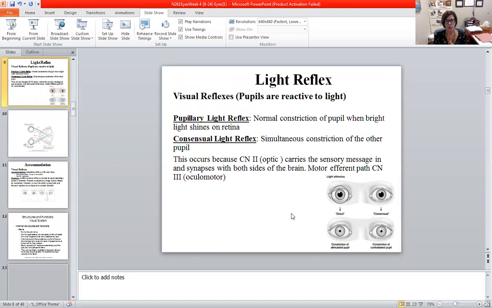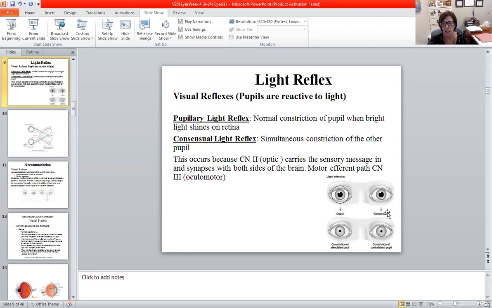So the way we check the light reflex, I don't have a pen light on me, but we use a pen light, and we actually bring a light in from the side like this. We bring a light in from the side, and we watch that their pupils constrict. And what happens is there's normal constriction when that light is brought in from the side. And then there's a consensual reflex, is that the other pupil will constrict as well.